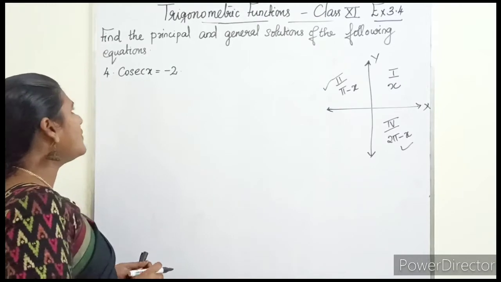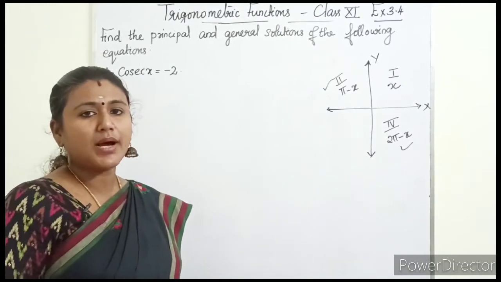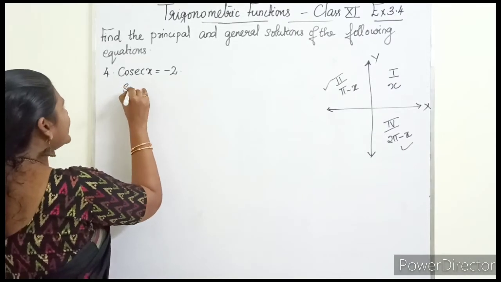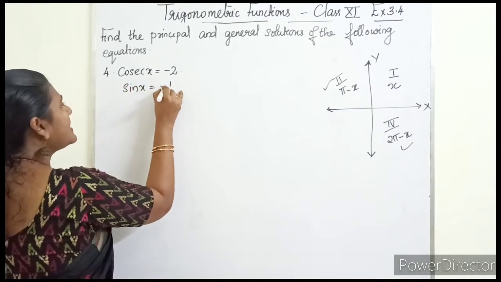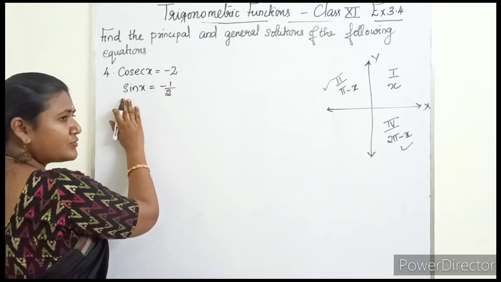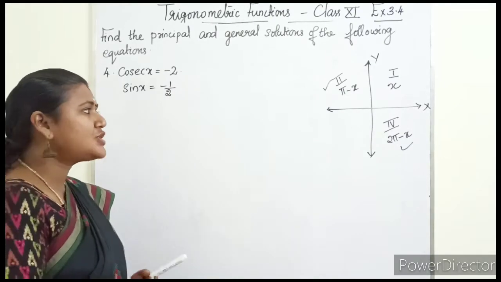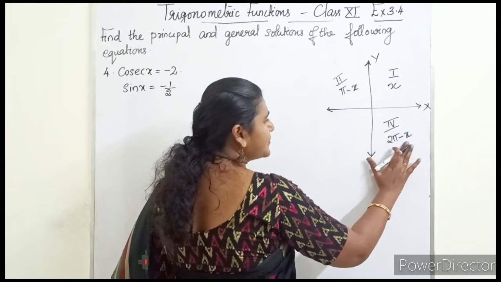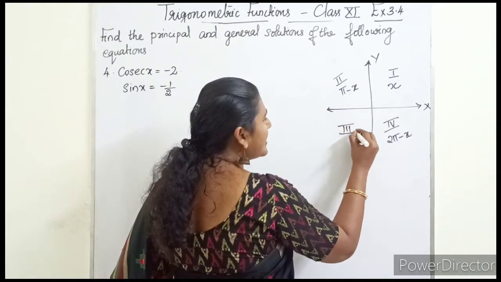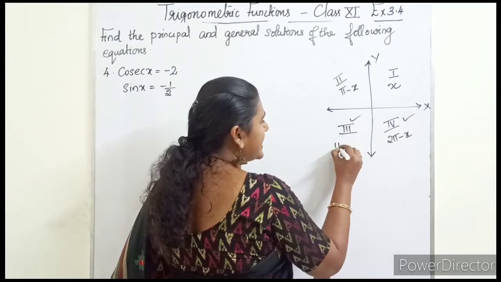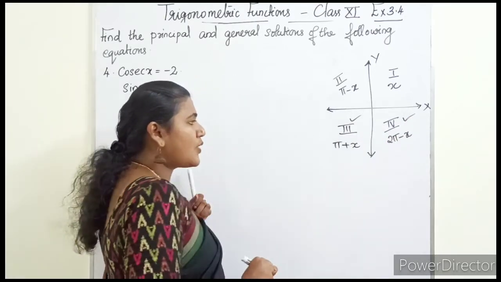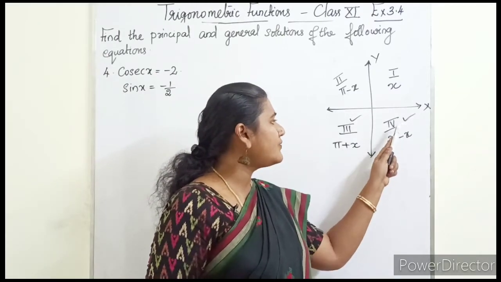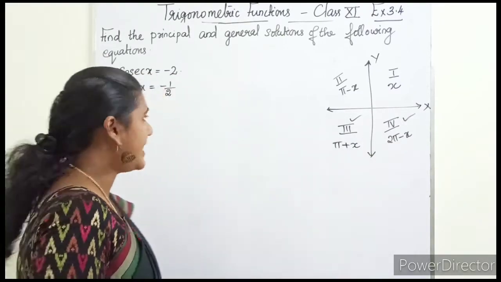Now question number 4, cosec x is equal to minus 2. So we will change cosec x in terms of sine. So sin x is equal to −1/2. Here if you see, sin x is negative. In which quadrant is sin x negative? In the first two quadrants sin x is positive. So in the third and the fourth quadrants only sin x is negative. In the third quadrant we will use the π + x formula for finding the angle, and in the fourth quadrant 2π − x. Okay.